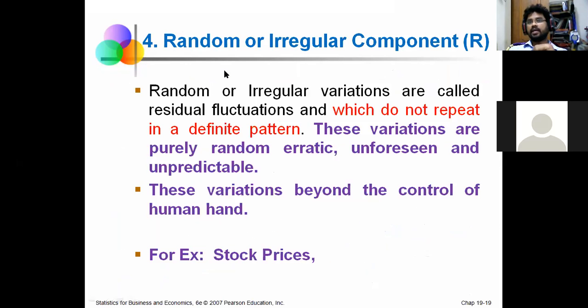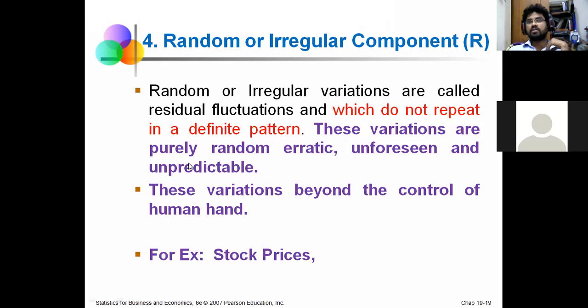Then there are random or irregular variations, which can be indicated with R. Random and irregular variations are called residual fluctuations. Nothing but residual, they happen randomly in the economy and do not repeat in a definite pattern. Whatever situation happens cannot repeat again and again. For example, take earthquakes: will earthquakes happen every year or every month? If an earthquake happens this month, will it happen next month? No, it does not repeat again and again.